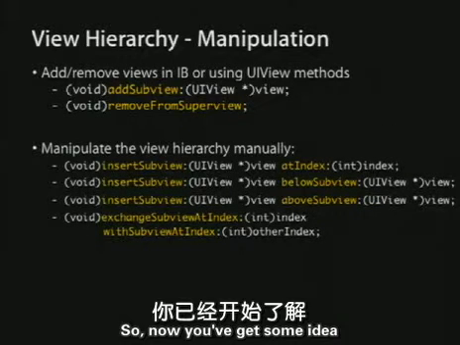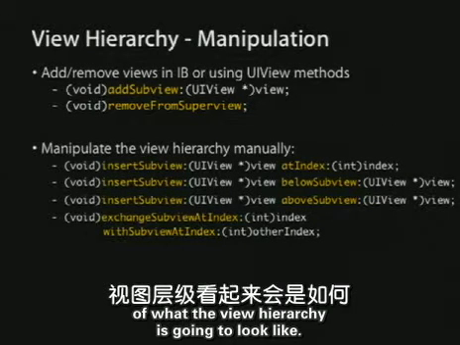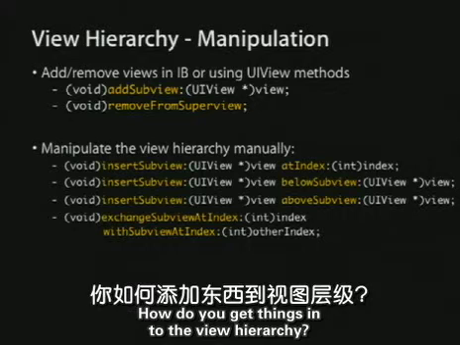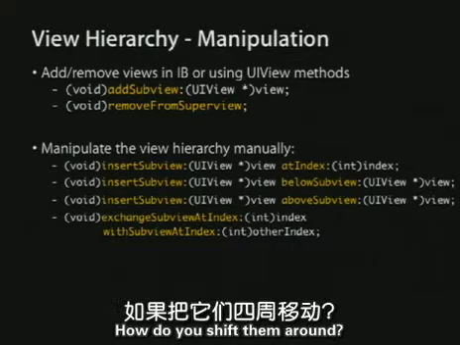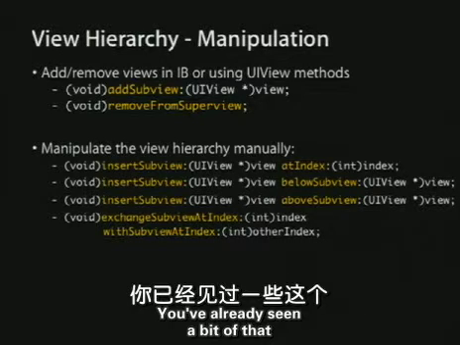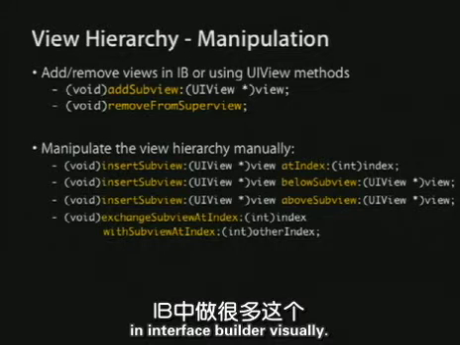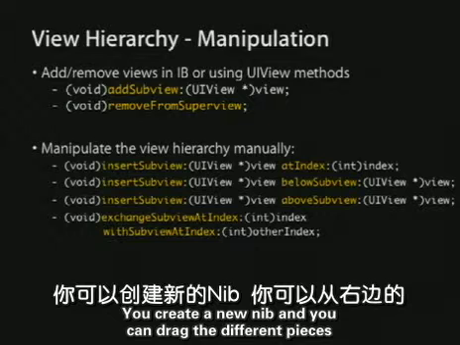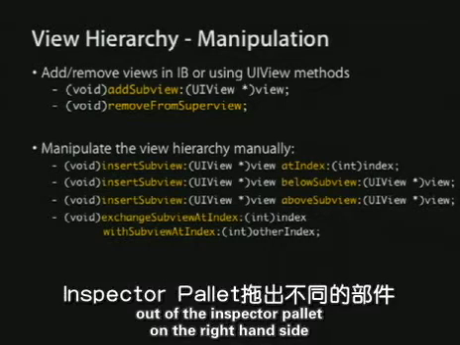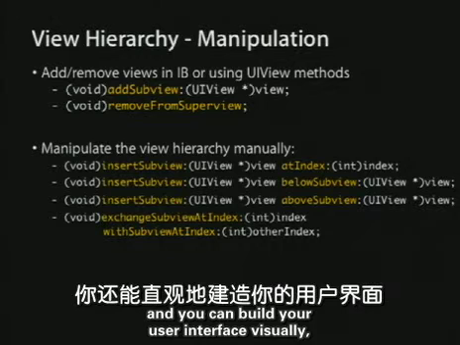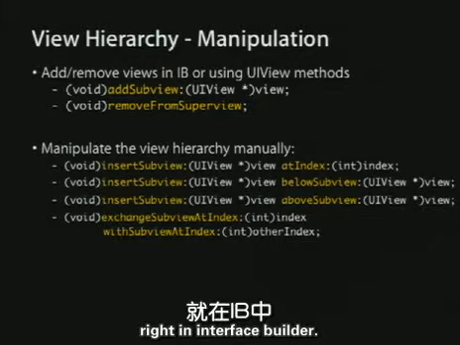So now you've got some idea of what the view hierarchy is going to look like. How are we going to create this? How do you get things into the view hierarchy? How do you shift them around? You've already seen a bit of that, and you can actually do a lot of it in Interface Builder visually. You create a new nib, and you can drag different pieces out of the inspector palette on the right-hand side, and you can build your user interface visually right in Interface Builder.